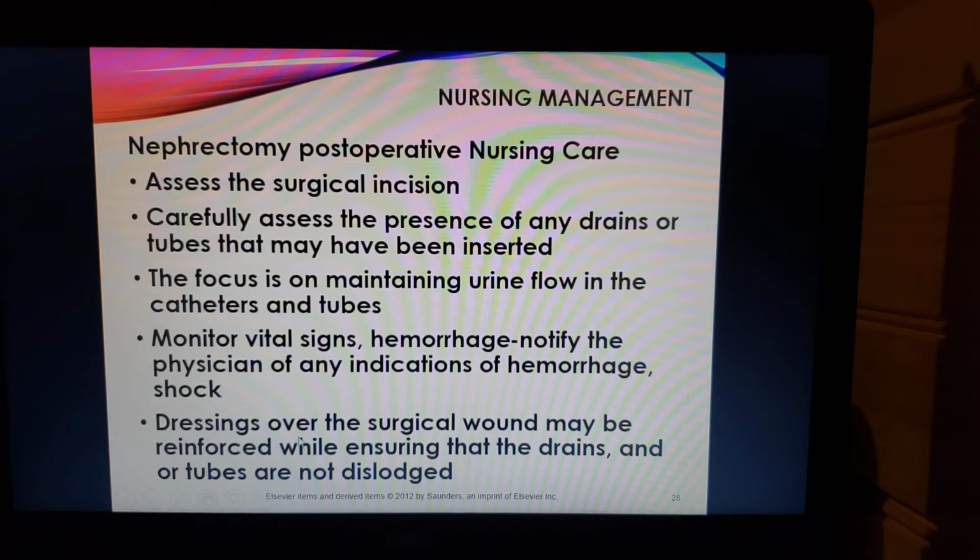Now, if you notice a dressing that has increased drainage on it, you can reinforce that dressing. You always want to let your physician know if you do that. And be sure, if there are any tubes or drains present, that you don't dislodge them when you reinforce your dressing.